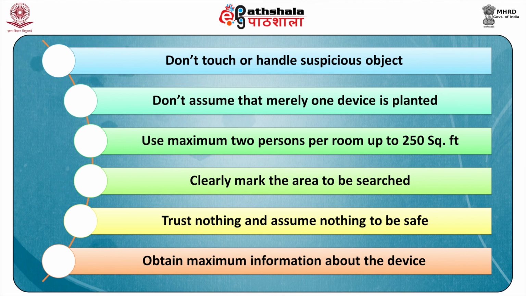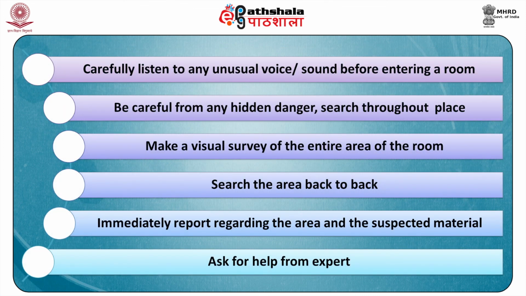1. Don't touch or handle a suspicious object. 2. Don't assume that merely one device is planted. 3. Use a maximum of 2 persons per room or for any area up to 250 square feet. 4. Clearly mark the area to be searched. 5. Trust nothing and assume nothing to be safe. 6. Obtain maximum information about the device. 7. Carefully listen to any unusual voice or sound before entering a room. 8. Be careful of any hidden danger at the entrance itself and also at other places and throughout the search.